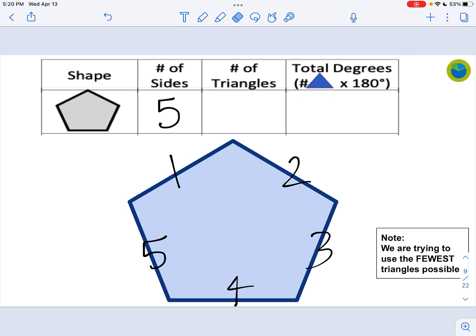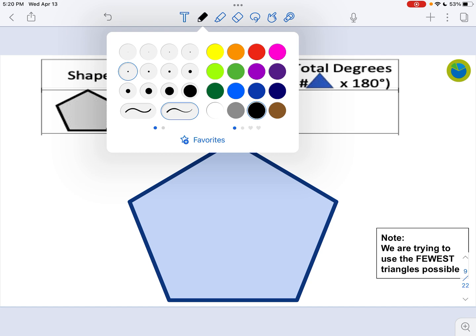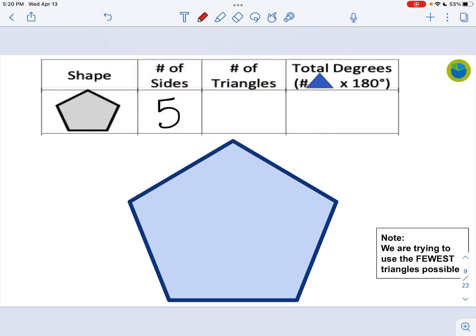On the last page, I said we are going to try to make the fewest number of triangles, not the most number of triangles. So to do that, please watch what I do. Kids do this wrong every time, all right? We are going to pick one vertex. I'm picking this one in the top left corner. I'm going to make triangles starting at that vertex.